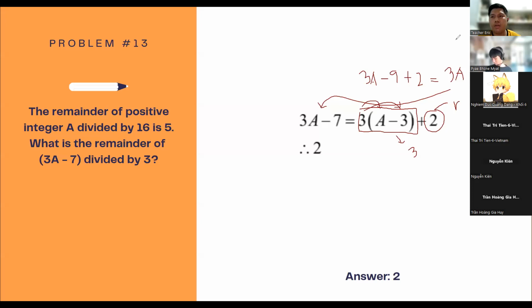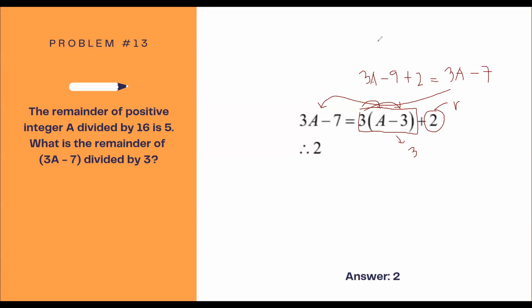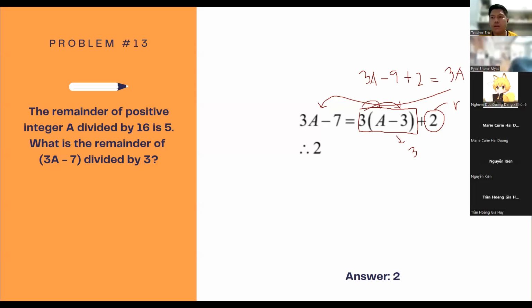So the answer for this problem is 2. Any more questions before we proceed to problem number 14? I have a question. For this question, we don't use the data that integer a divided by 16 is 5. Yes, there are some parts of the question that you don't need. Okay, thank you.